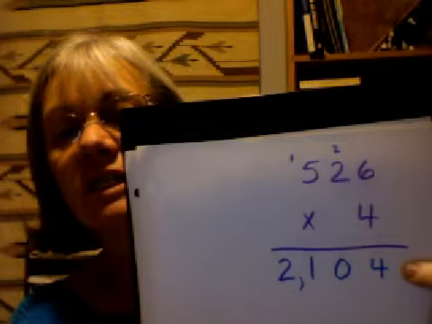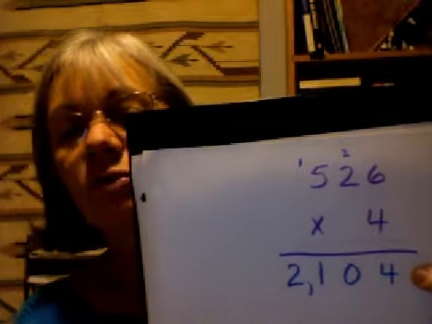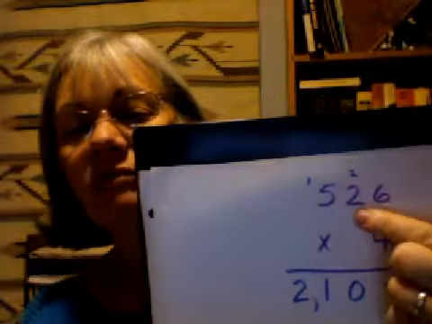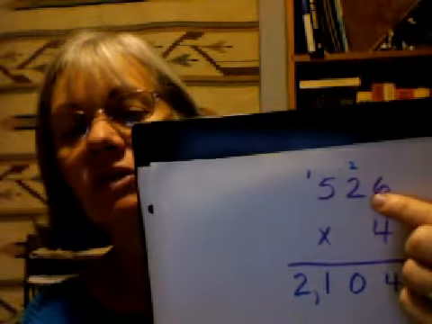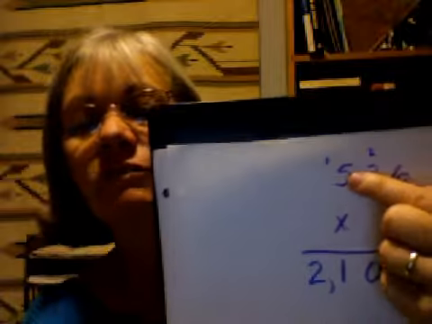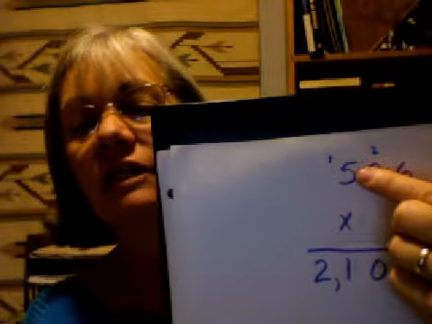Next, we multiply the tens. 4 groups of 20 are 80. We had 20 from our regrouping in the ones column. 80 and 20 more is 100. We regroup that into the hundreds column so we can remember to add it on as we continue.